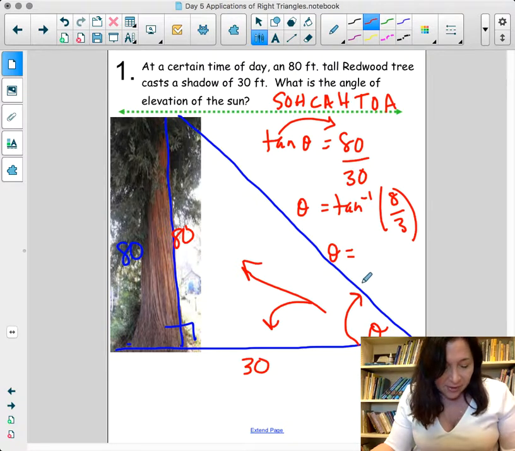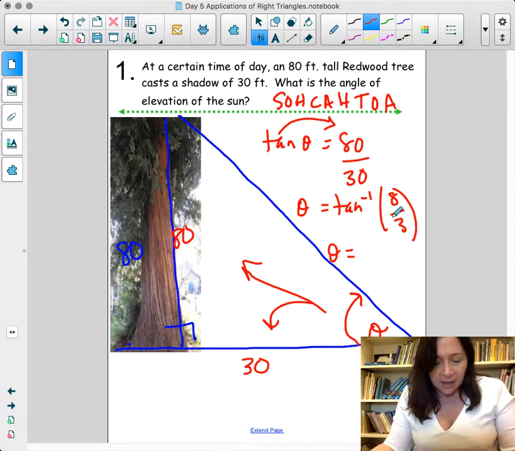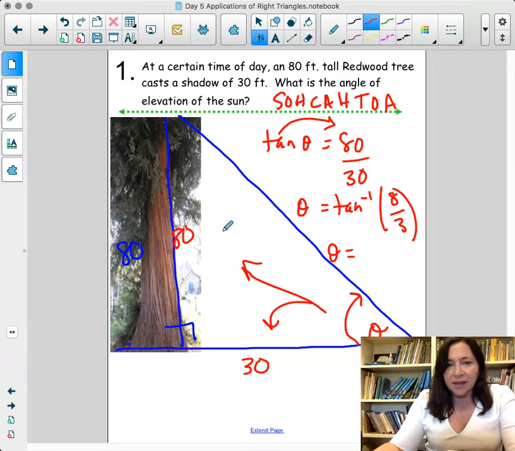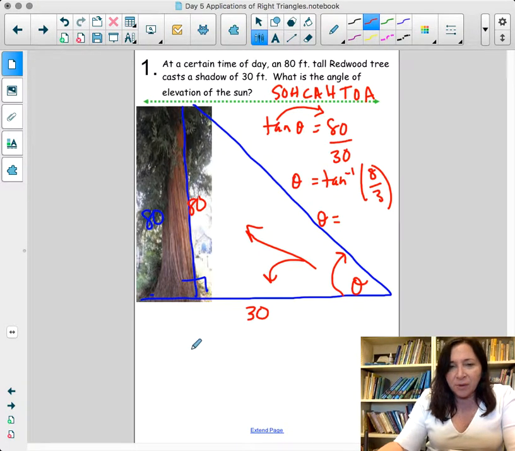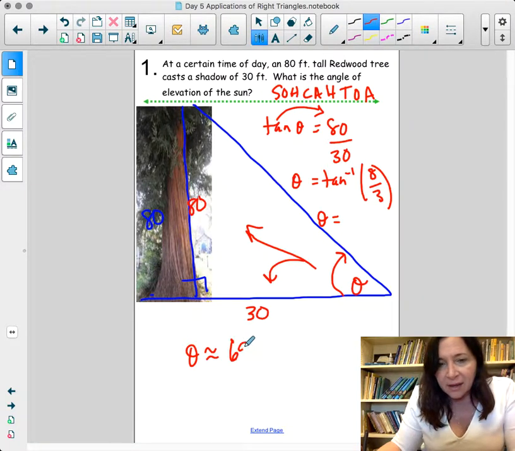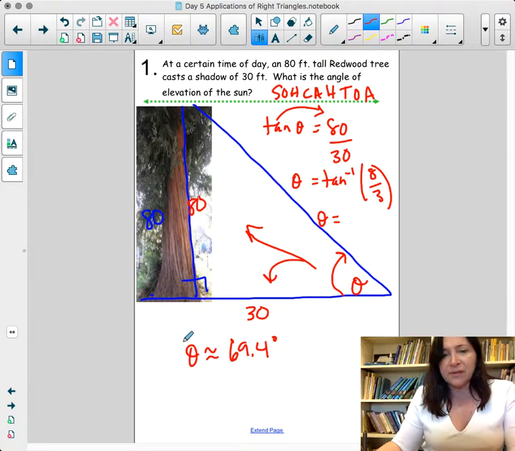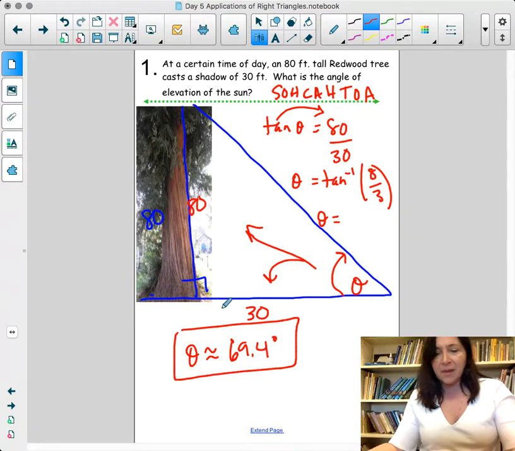So anyway, we're going to say tangent inverse of 8 divided by 3. And so this is approximately 69.4. So my final answer would be theta is approximately 69.4 degrees. And so that would be my answer.